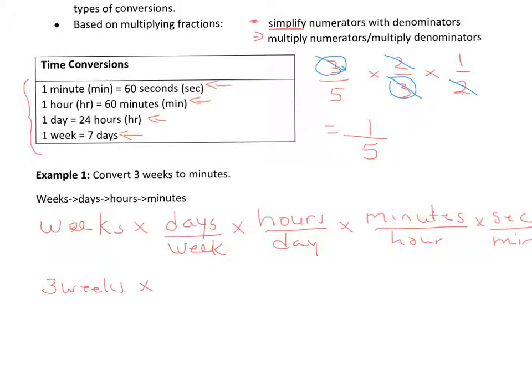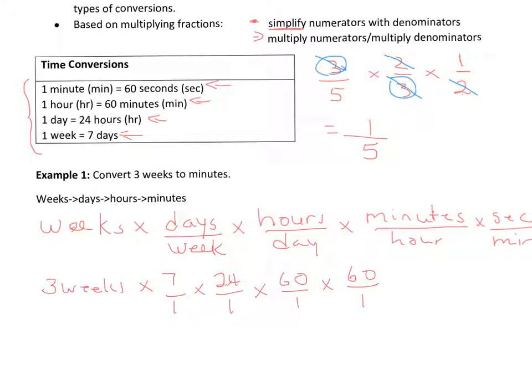I'm going to multiply by days per week. I go to the equation and I see that 7 days goes with 1 week, so that's going to be times 7/1. Hours per day, I go to the equation that compares hours and days, and it's 24 per 1. Oops, 24, not 21. And I'm multiplying by minutes per hour, so that's 60 over 1. And I'm multiplying by seconds per minute, which is 60 over 1.